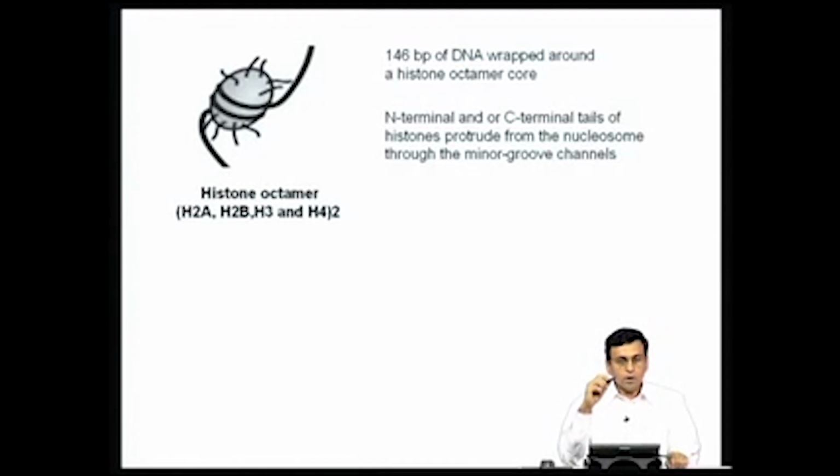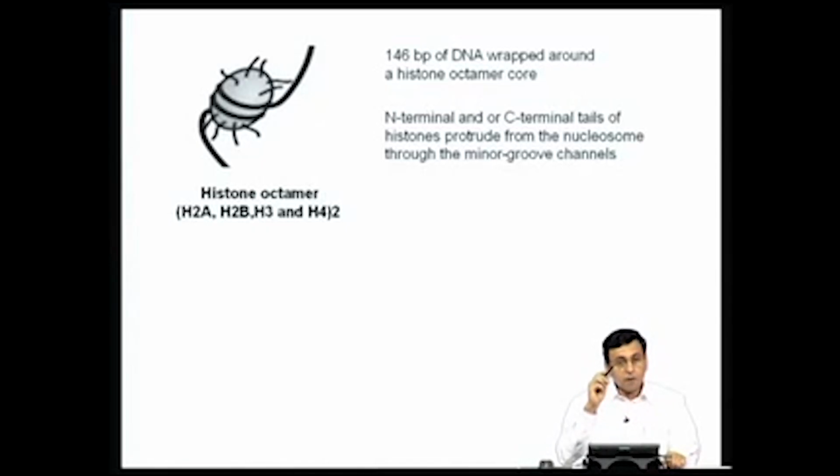So, I told you about the nucleosome core particle, which consists of the core histones H2A, H2B, H3 and H4. These 4 histones, 2 subunits each, together form what is called a histone octamer, and the DNA is wrapped around it. So, the DNA is arranged in the form of beads on a string. And in between 2 nucleosomes, you have the H1 histone, which acts as a linker histone.